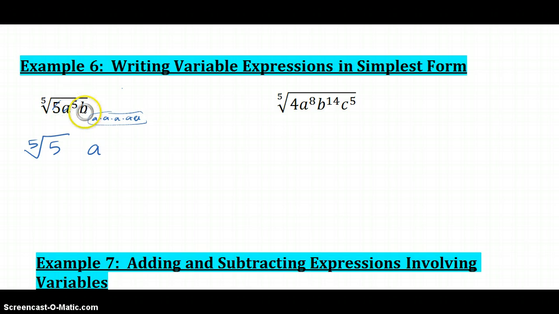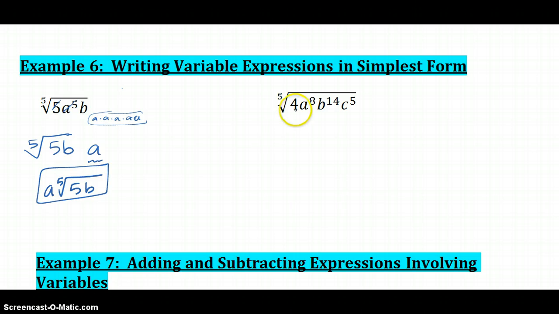If you go to the b, it's asking how many groups of 5 are in just b. Well, there are no groups of 5 in this b. There's only one b, so that's going to stay under the root. So if it cannot simplify, it stays under your root. If it can, it goes on the outside. Then when you're done, just rewrite this in the front, so you have a times the 5th root of 5b.